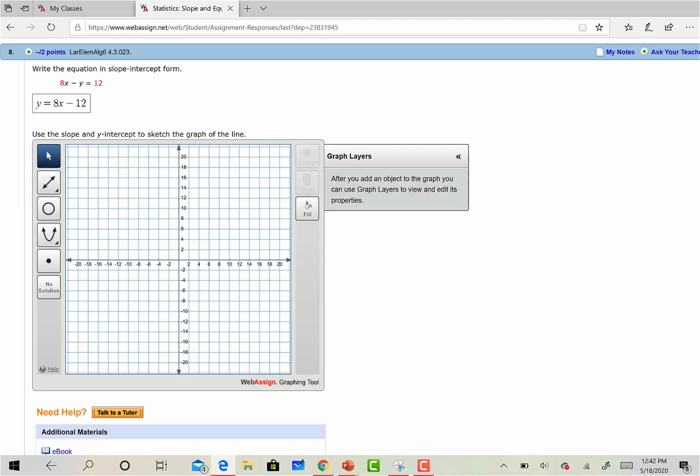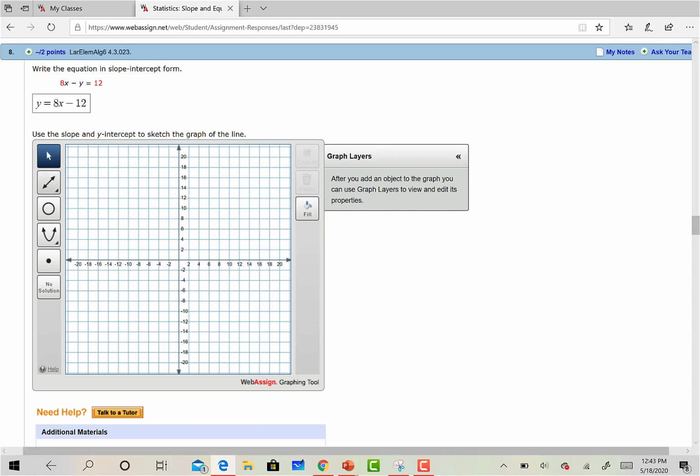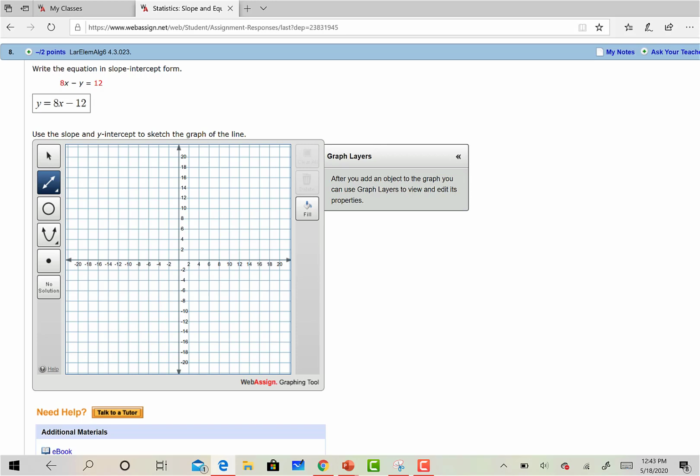Okay, here we are in WebAssign. The equation in slope-intercept form is y equals 8x minus 12. Before we can graph, you need to turn on the graphing icon. It's the second button that's a line with the double arrowheads. When you first click it, 2 more options will appear, but just click that bottom right corner until the icon has turned blue.